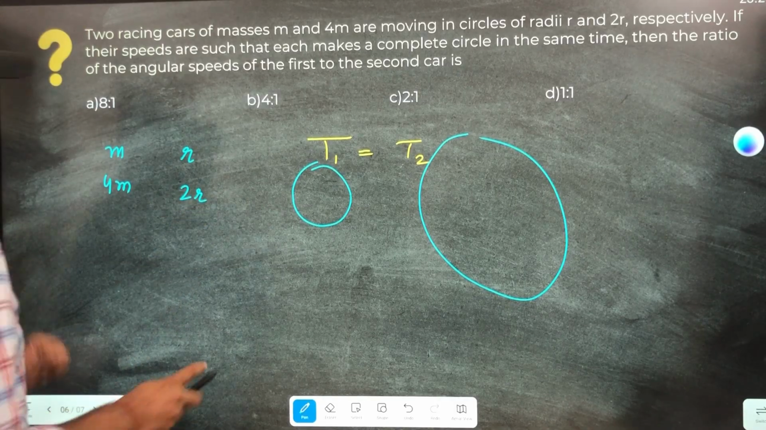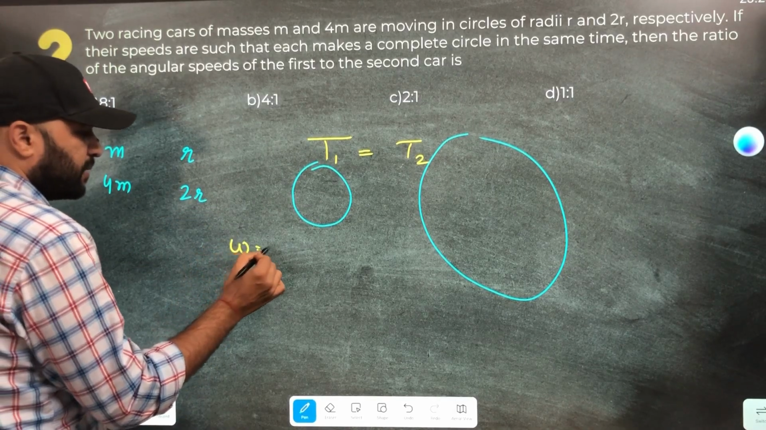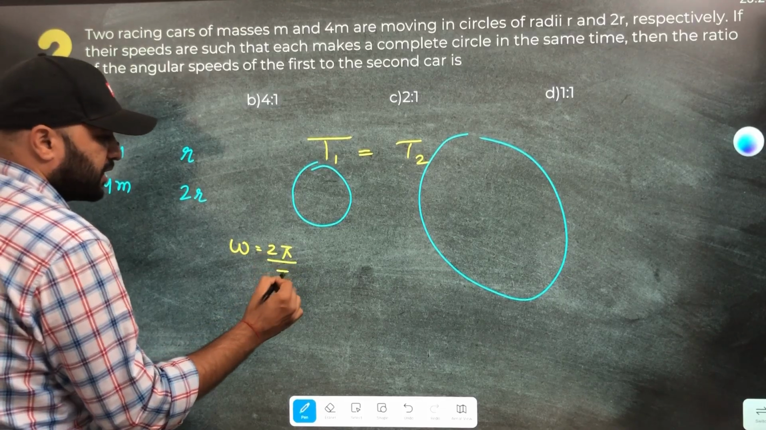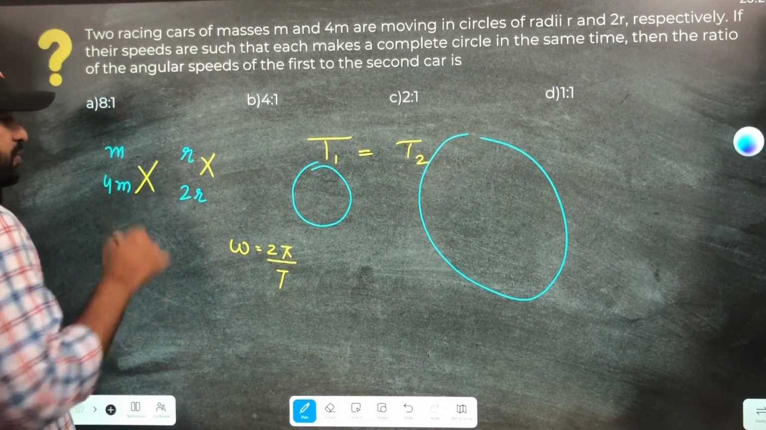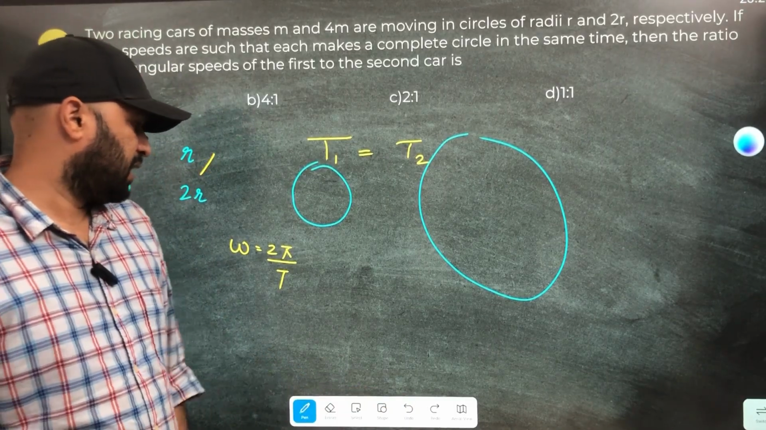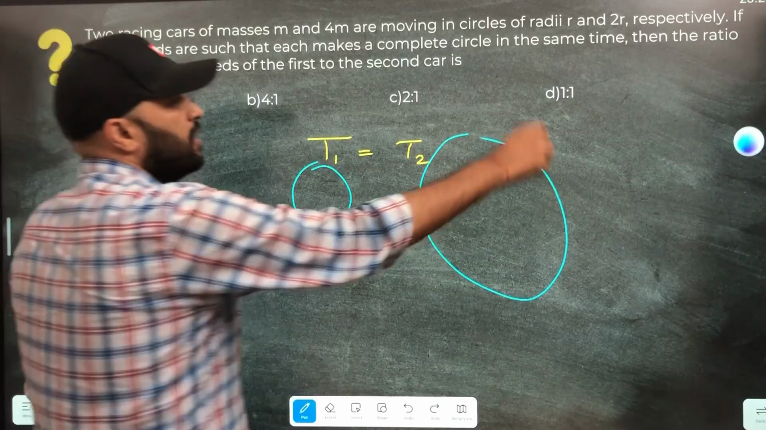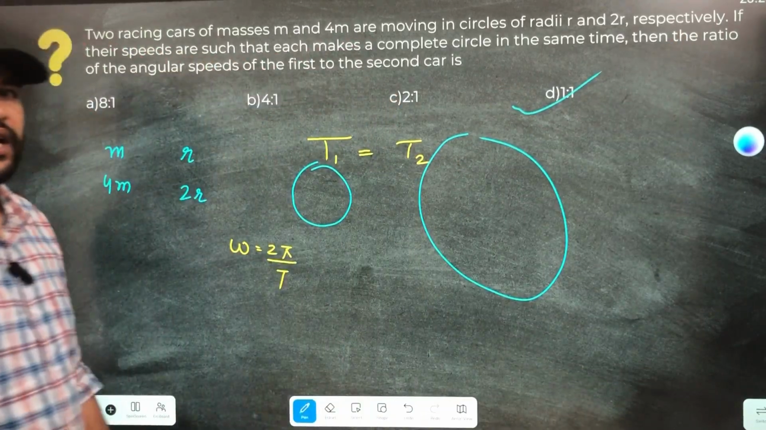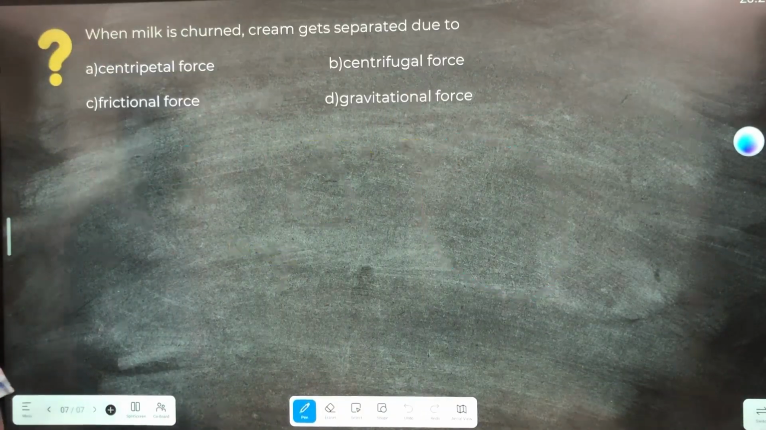Then the ratio of their angular speeds, be very careful, angular speed only depends on the time period. So 2 pi by t, correct? It doesn't care about these two variables. So what is important here is that if the time period is the same, the omega, the angular speed, will be the same. So this will be 1:1. I hope this is clear. Let's see the next one.